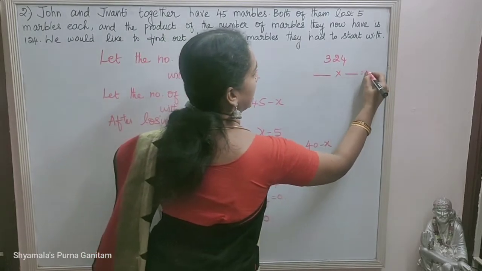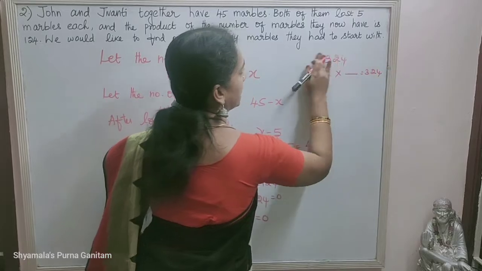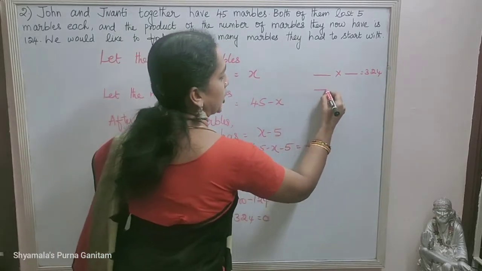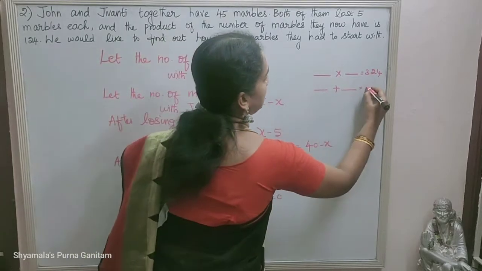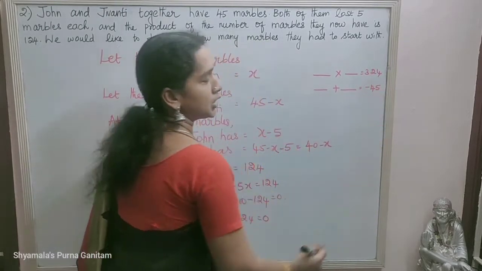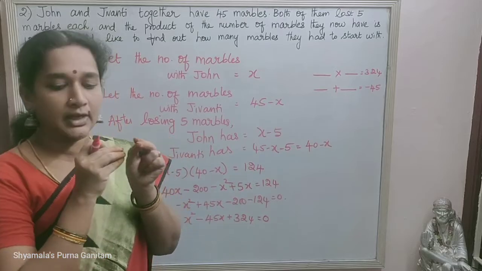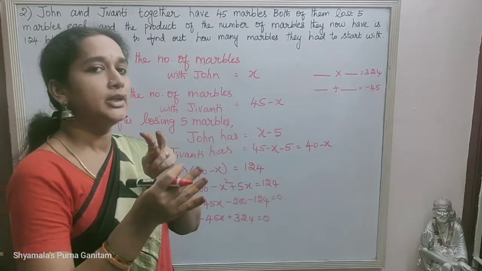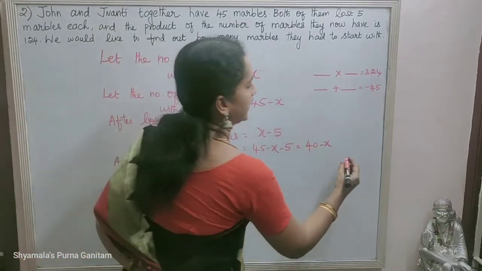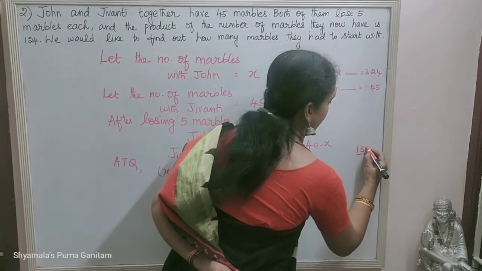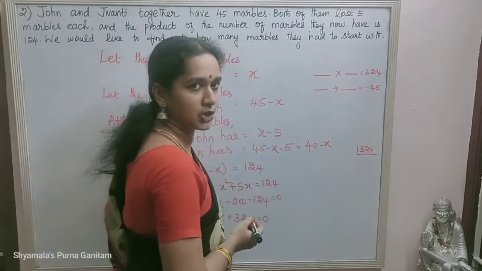When I multiply, I have to get 324, and when I find the sum of both the numbers, I have to get minus 45. If you are having smaller numbers, you can easily find it. Here you are having a 3-digit number, so for finding the factors of this, we will use the prime factorization method.